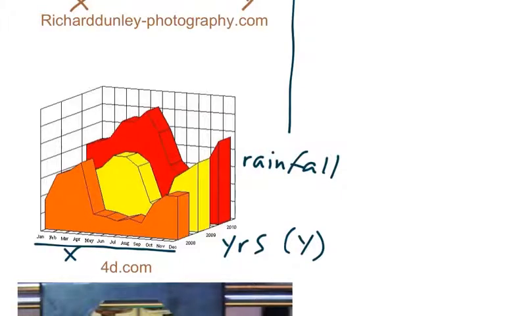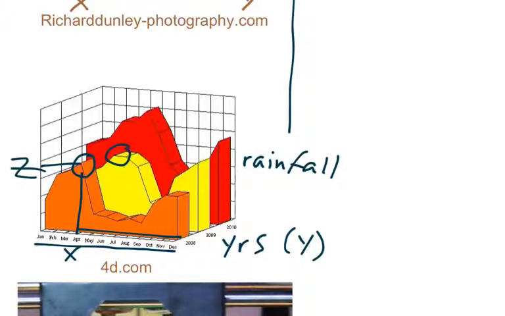So you see, in 2009, in May, you were pretty high for rainfall that year. In 2008, the highest rainfall was in April. So you can kind of see there's X, and there's Y, and right here, that's Z.